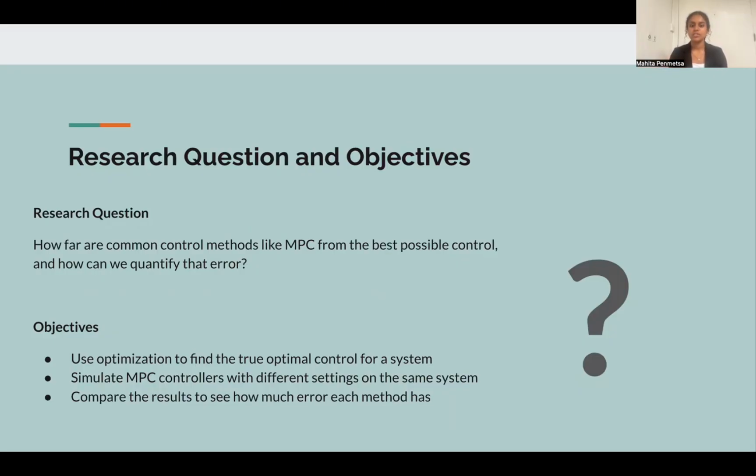Our objective during this project is using convex optimization, also known as minimizing a control, to find the true optimal solution for a system. We will also use suboptimal MPC controllers with different settings on the same system to then compare the results by calculating these errors and seeing the difference.